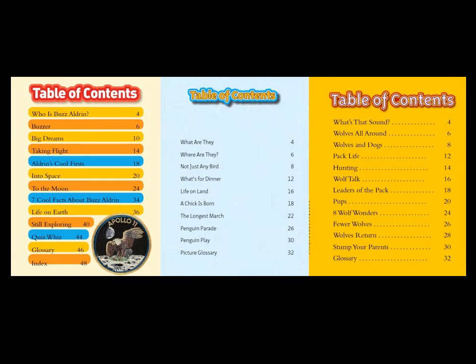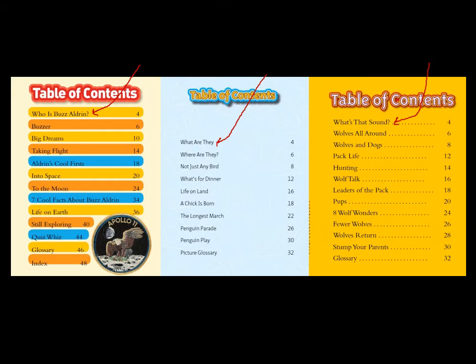So all three of these books have a table of contents. Let's look at them. Buzz Aldrin, the astronaut book, starts with a question: Who is Buzz Aldrin? And the Penguins book begins with a question: What are they? And the book on wolves: What's that sound? So they all have a table of contents and they all start with a question at the top of their table of contents. That's their introduction. Okay, that's going to be a good hook.